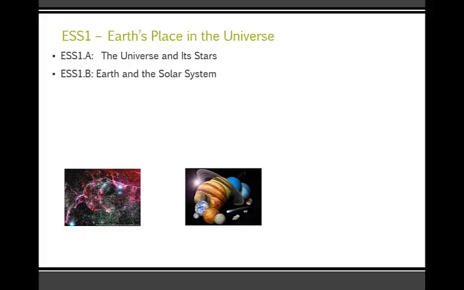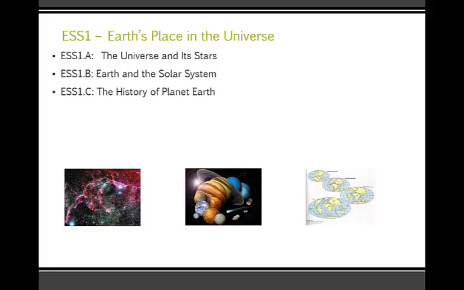ESS1B is the Earth and the solar system, and that addresses what are the predictable patterns caused by Earth's movement in the solar system. Both of those, the universe and its stars and Earth and its solar system, are things that are currently included in our standards, but it's maybe a different way of approaching that question. Instead of just what is our solar system, it's what patterns are caused by our movement. And then the third one is the history of planet Earth, which addresses ideas about how people reconstruct and date events in Earth's planetary history.